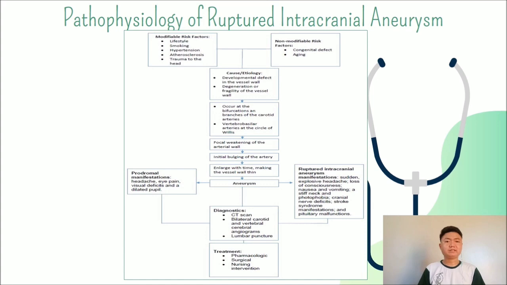Intracranial aneurysms tend to occur at the bifurcations and branches of the carotid arteries and the vertebrobasilar arteries at the circle of Willis, with most aneurysms located anteriorly. They range in size from smaller than 15 mm to larger than 15 mm. Intracranial aneurysms tend to enlarge with time, making the vessel wall thin and increasing the probability of rupture.